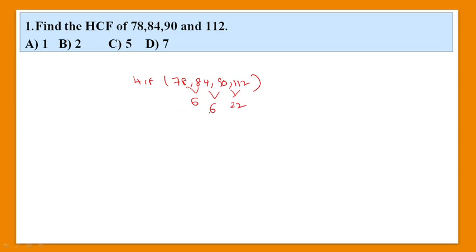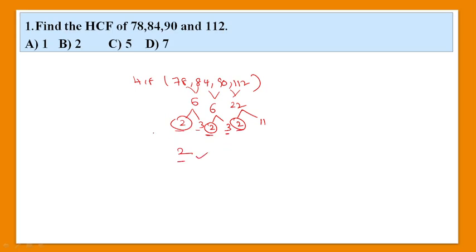So, 6 and 22. This can be further simplified as 2 into 3, and this can be written as 2 into 11. So what is the highest common factor present in all the numbers? Take a factor that has to be present in all the numbers. But here 3 is only present in two numbers, and that number has to be present in all the numbers. So the highest common factor present in all the given numbers will be 2 here.